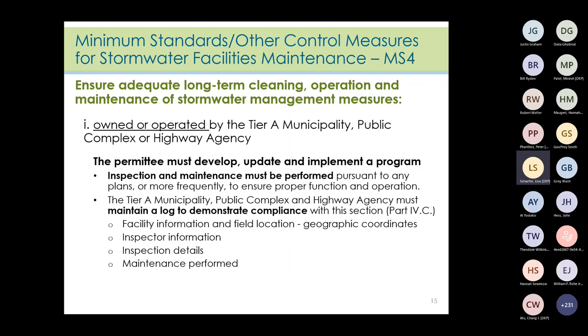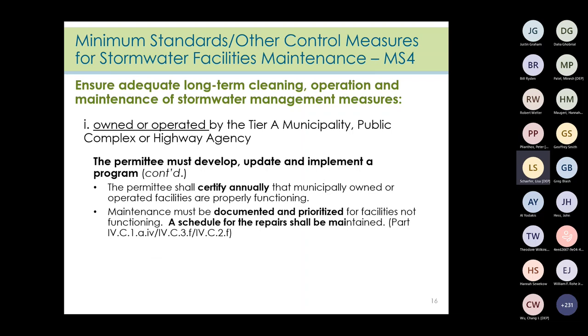The four elements required for this group are shown here, and they're found in Part 4, Section C1 of the Tier A permit, Section C3 for a public complex permit, and Section C2 for the highway agency permit. Inspection and maintenance must follow the plans or be performed more frequently than stated on the plans. A logbook must be maintained to show compliance with this section. So if you're looking for more specifics, there are more details of this in the permit, which you can also read about on your own.